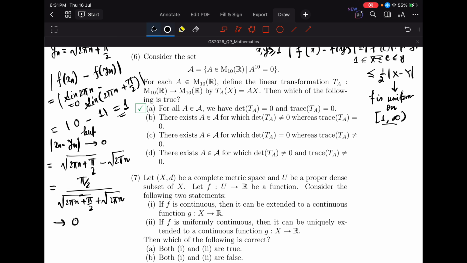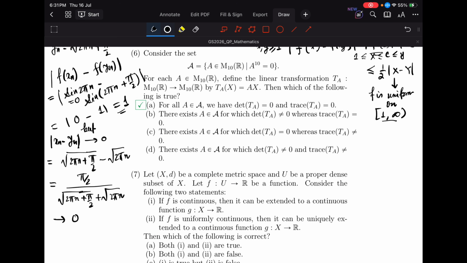I don't have enough space here. Okay, let us see. So consider the set A, where A belongs to M10(R) such that A power 10 equal to 0. Okay, so A power 10 equal to 0 immediately implies determinant of A equal to 0. Just apply determinant on both sides, and we know determinant of AB equals determinant of A times determinant of B. So determinant of A has to be 0 from here.